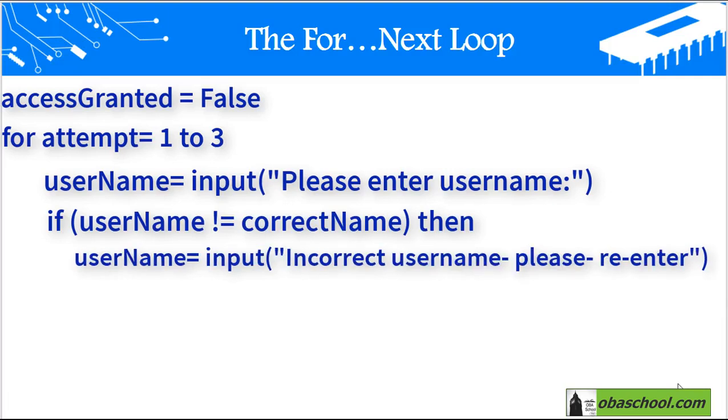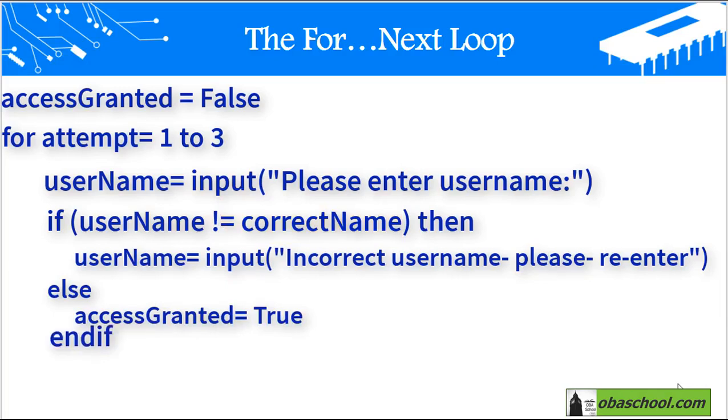But if the username is equal to the correctName, the accessGranted will be changed into true and the program will be finished. While if it's wrong, we will go to end if, then we will continue to next attempt. It means that the attempt was 1 and we're adding to it 1. So now the attempt is 2.